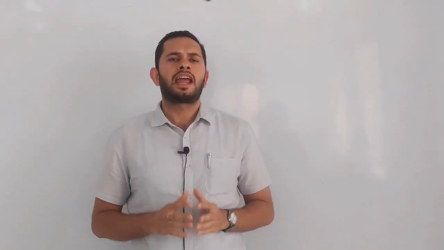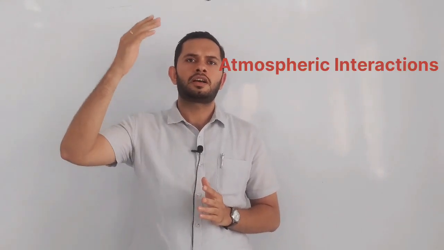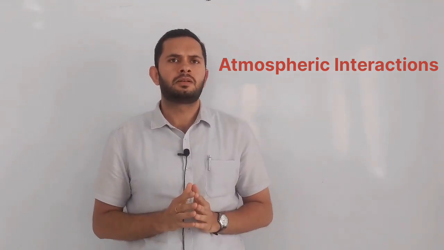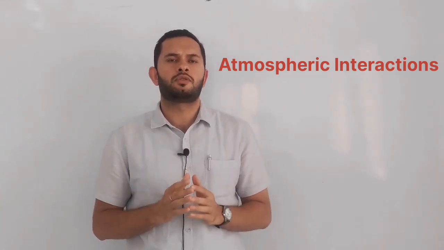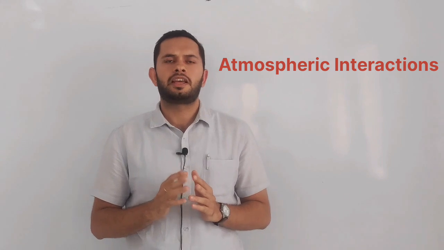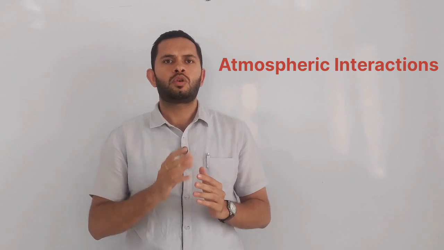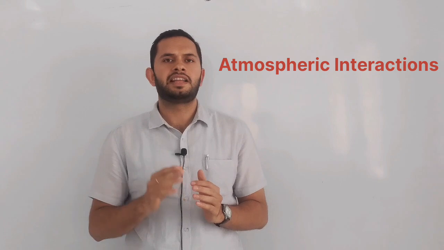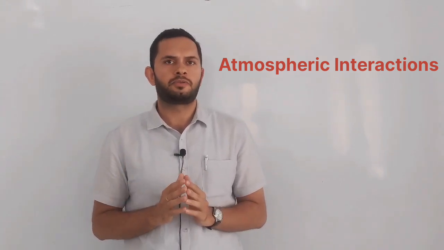Second component is atmospheric interactions. From the energy source, energy travels through the atmosphere. In the atmosphere there will be several kinds of obstructions. For example, clouds might be there, there might be some dust particles, there might be some gases. So light will be interacting with these particles or clouds, and there will be certain kinds of interaction with the atmosphere.